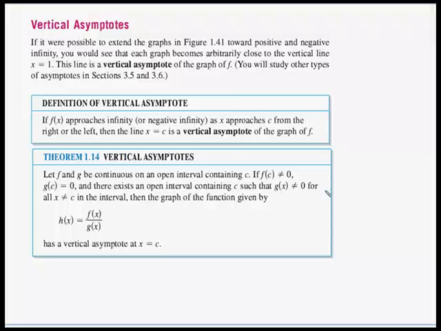Let's talk about that. It can be a little confusing here. Let's break it down. f and g are continuous functions. If f of c does not equal 0, so when we plug c in, our numerator does not equal 0. The numerator is non-zero. And g of c is equal to 0. So if we plug that same point c into the denominator function, we do get 0. So our numerator is not 0, but our denominator is 0. Then the graph given by that quotient, that division of functions, is going to have a vertical asymptote at that point. Non-zero numerator, zero denominator means vertical asymptote.